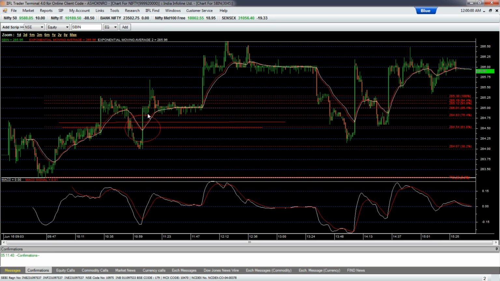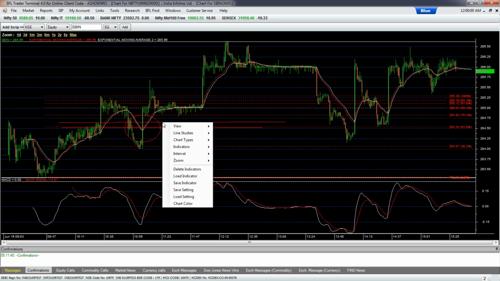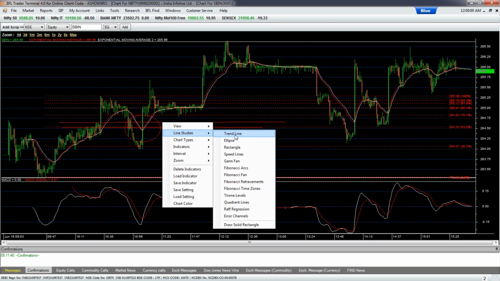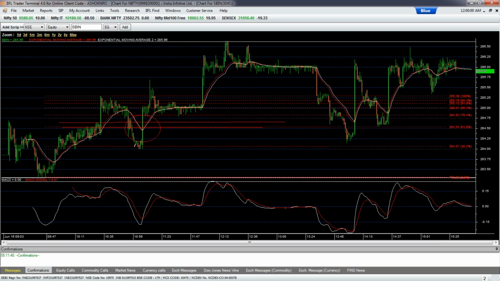Now, let us place a stop loss around the previous low, that is 284. Okay, we will place it 30 paise below this 284, around 283.7. Okay, so we'll place it at 283.7, somewhere around this level we'll place it, right?